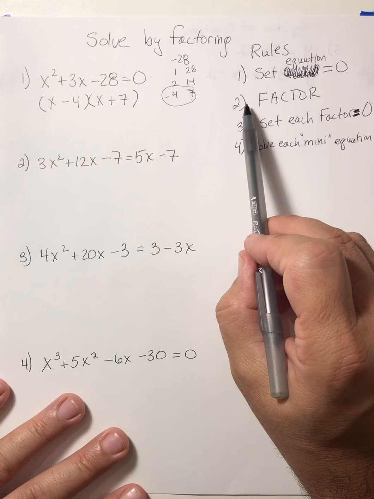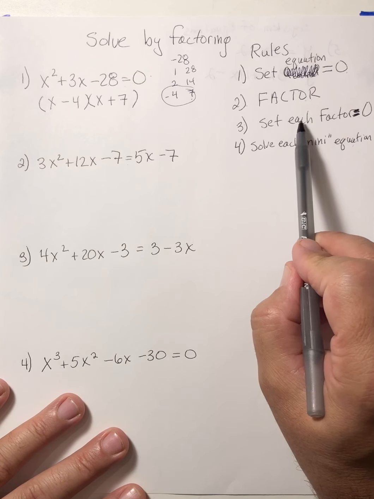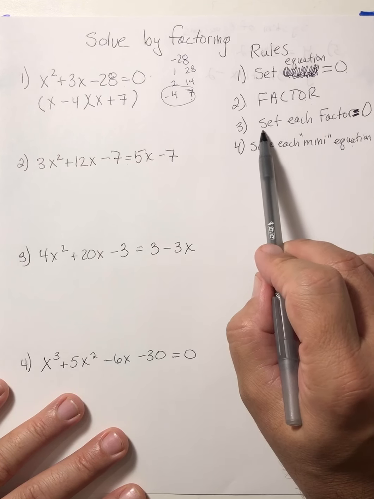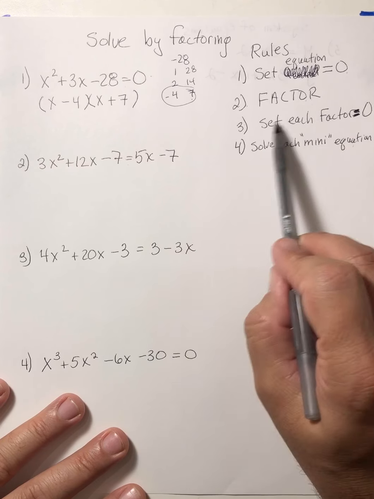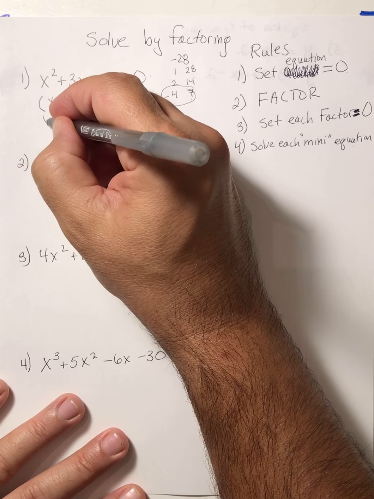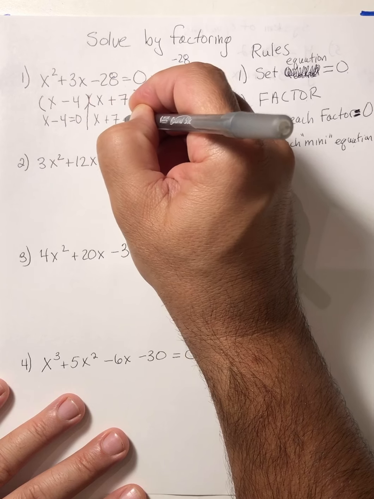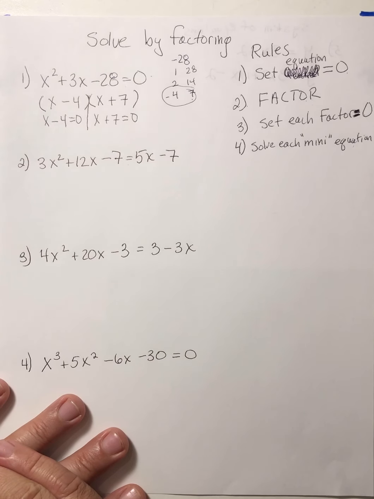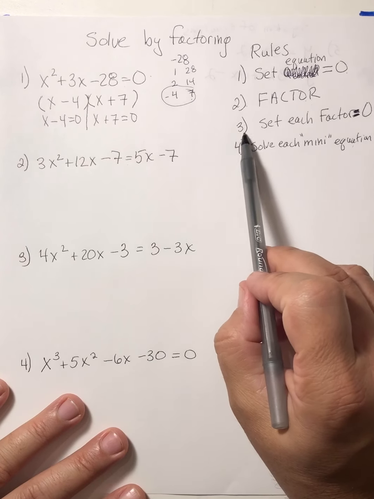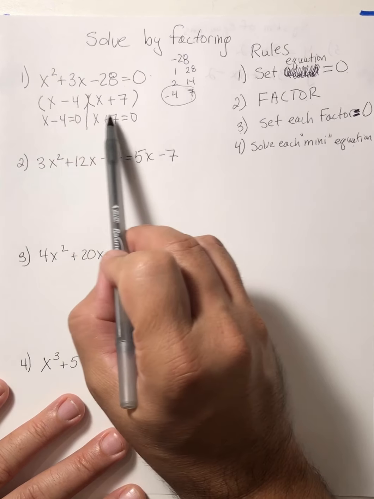There's step 2. We just factored. Step 3. We set each factor equal to 0. So setting each factor equal to 0 means I literally just say x minus 4 equals 0 and x plus 7 equals 0. That's it. There's step 3. Boom, taken care of. Now, step 4, we solve each mini equation. I call these mini equations.